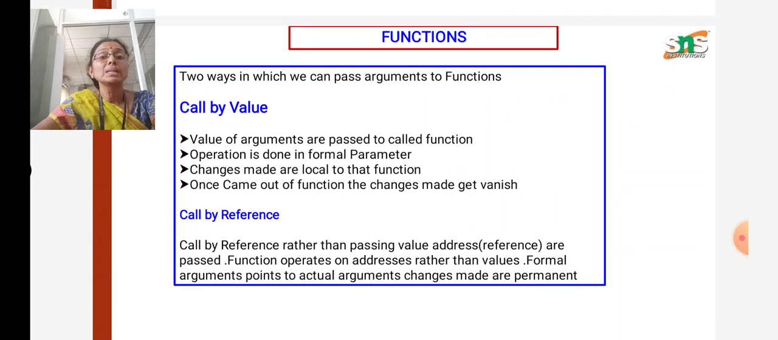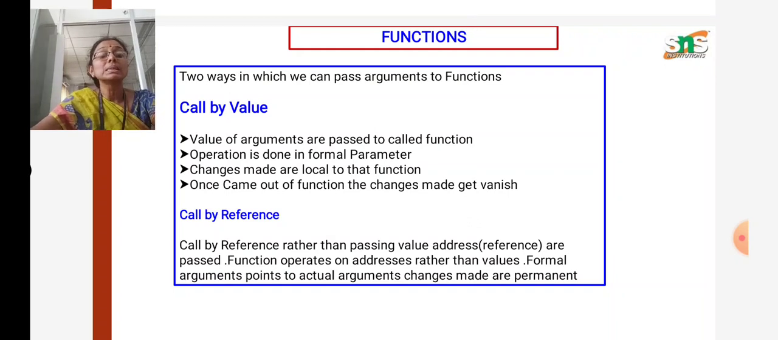Based upon the arguments passed from the main function to the defined function, we pass them in two ways: call by value and call by reference. In call by value, we are only passing the value to the called function. That means any changes in the called function are not reflected in the main function. That is the main thing in call by value.